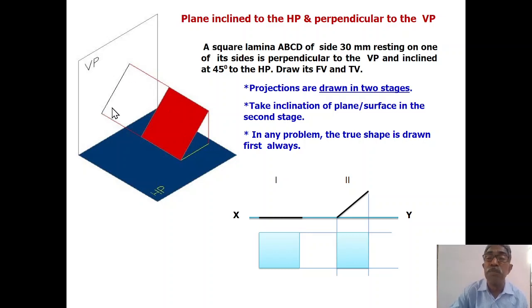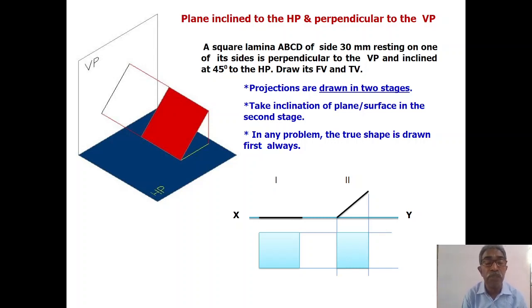If the plane is perpendicular to the vertical plane, the projection of that plane on the vertical plane must be a line. You have already seen that when a plane is parallel to a plane, its projection on that plane is the true shape of the plane, and when a plane is perpendicular to a plane, the projection on that plane is a straight line.